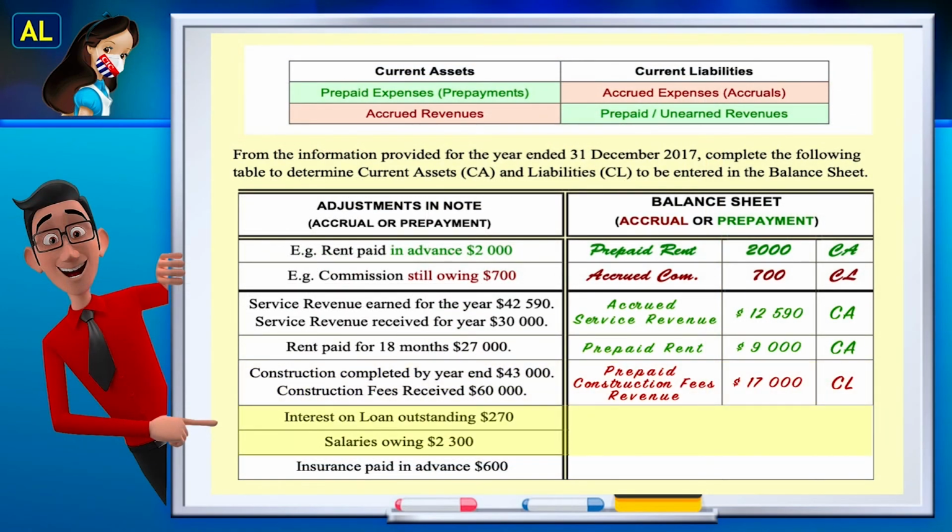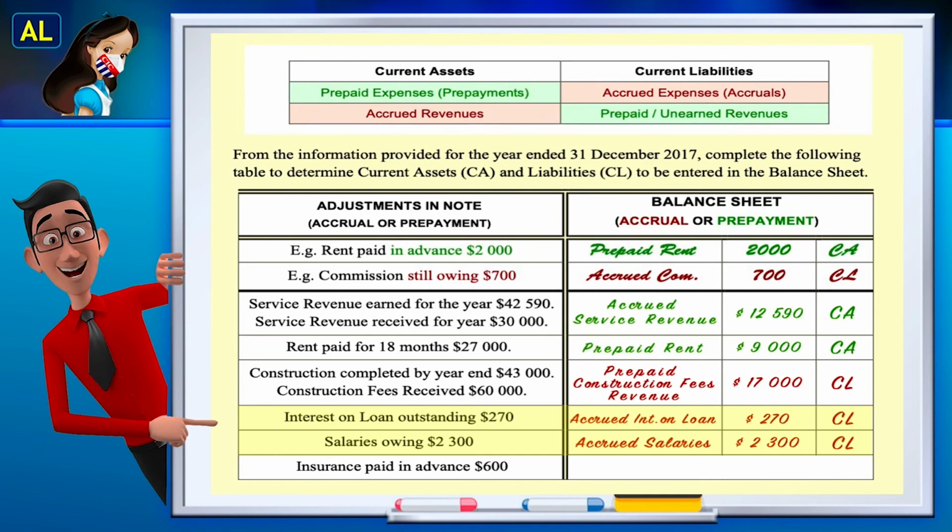So interest on loan outstanding, whenever you see the word outstanding, that means it's an accrued. Interest on loan is an expense. So it would be an accrued expense. What is an accrued expense? It's a liability. So your answer here should be current liability. They told you how much it was, the accrued amount, 270. So this one was nice and easy. Accrued expense, 270, current liability.